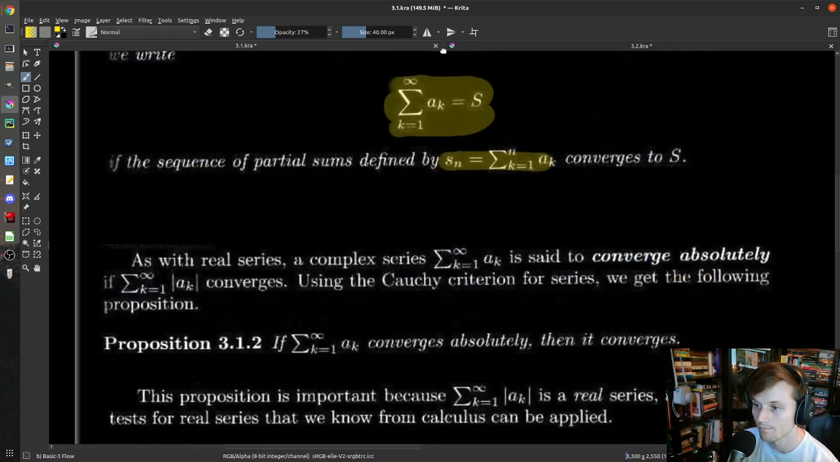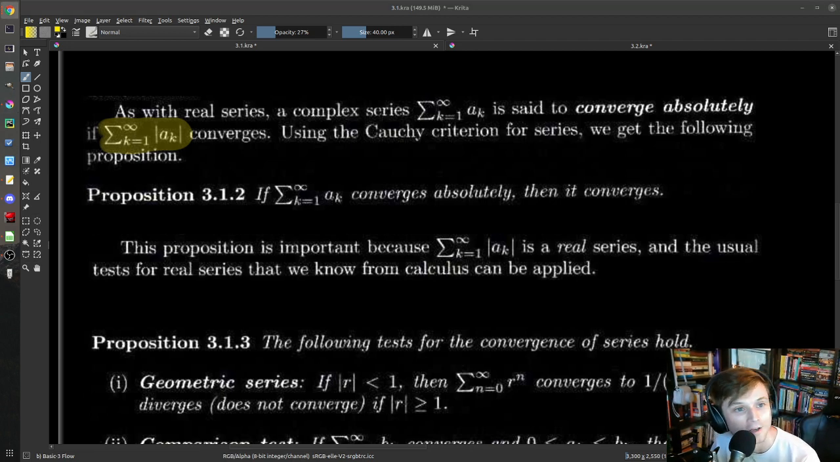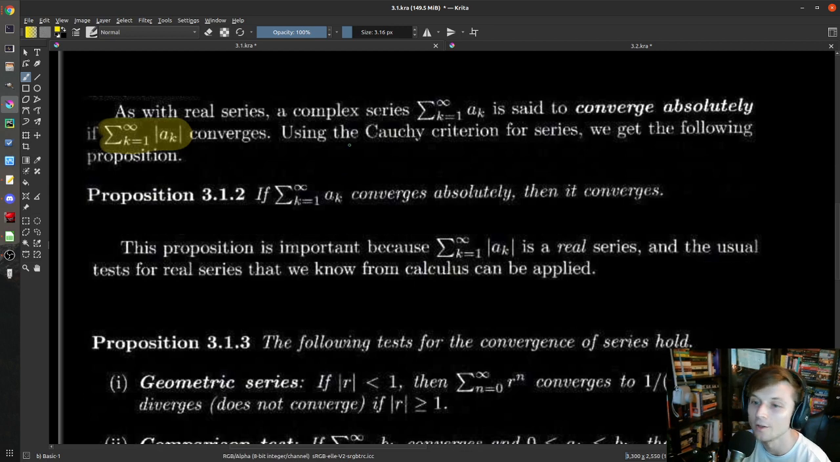Okay, cool. So, as with real series, a complex series converges absolutely if it converges in modulus as opposed to, in the real case, absolute value. And we can use the Cauchy criterion for series, a classic old result. But here, let's just say this next result. The following proposition can be derived from the Cauchy criterion for series.